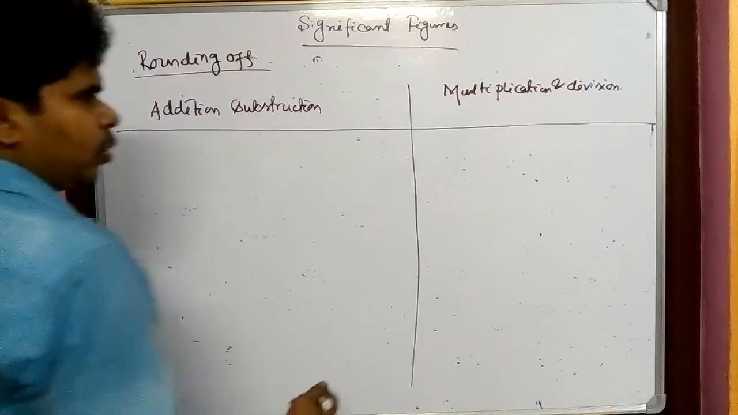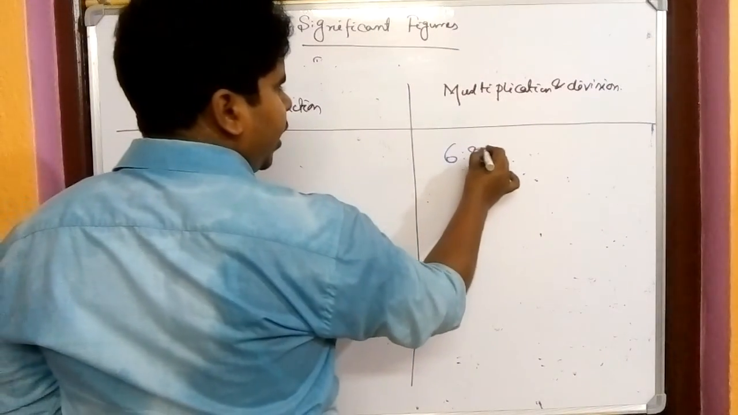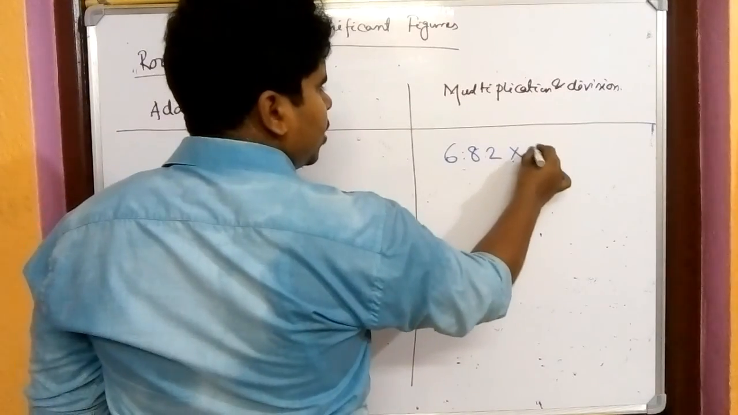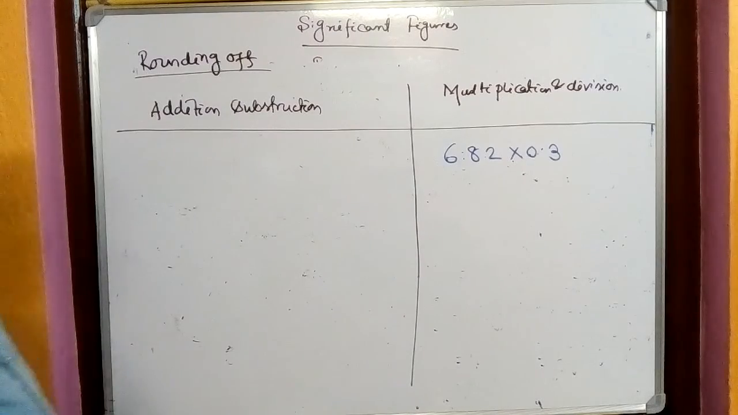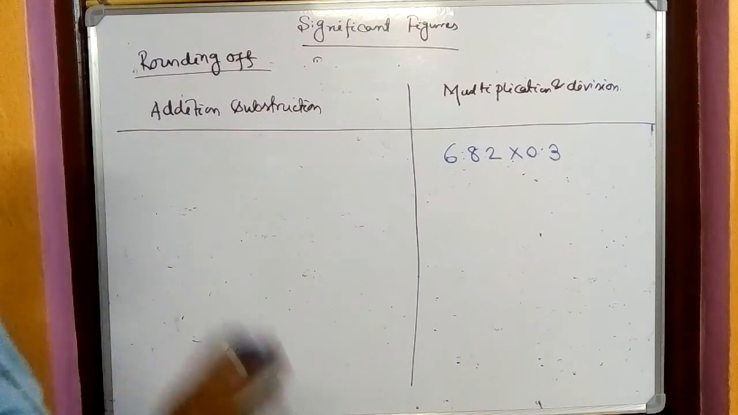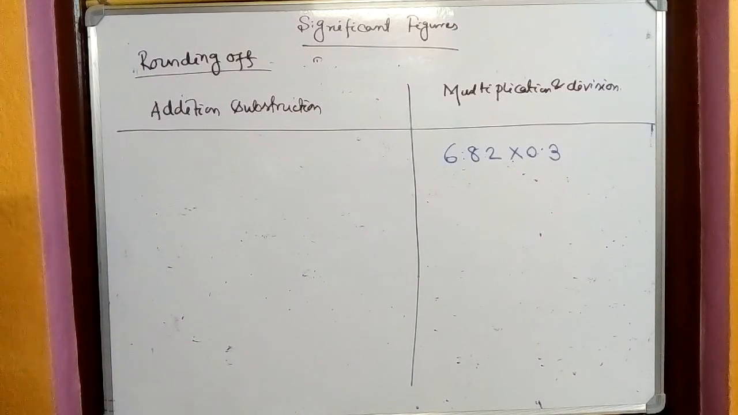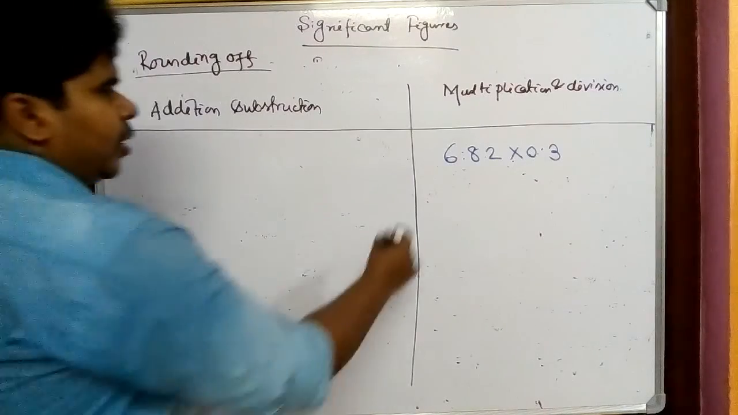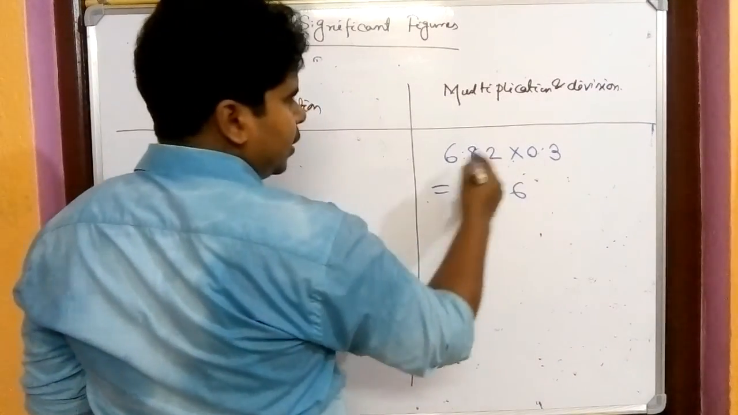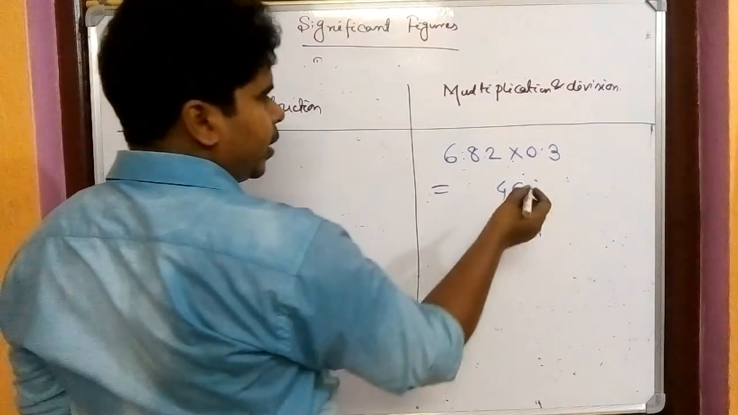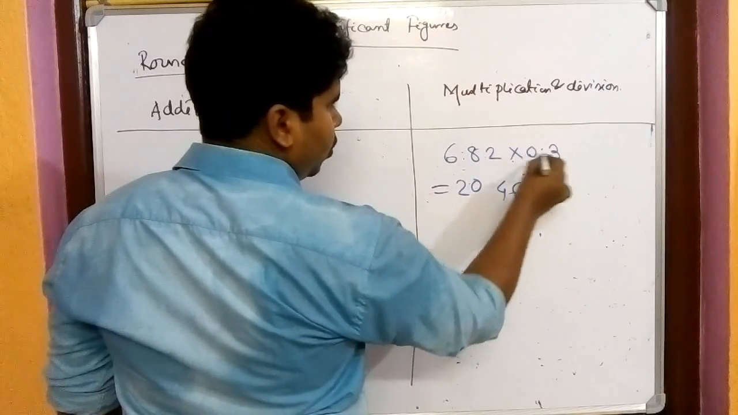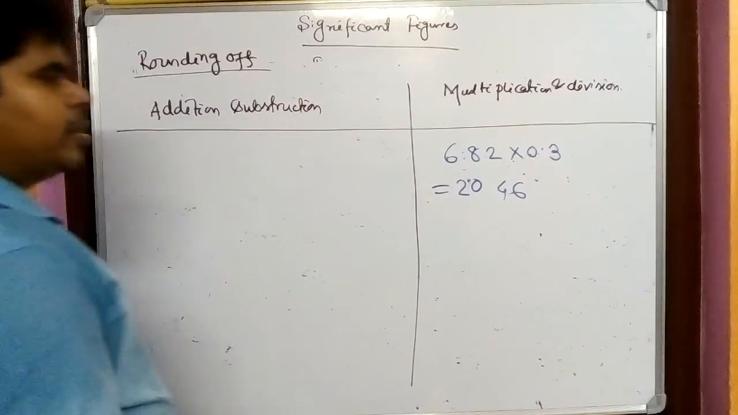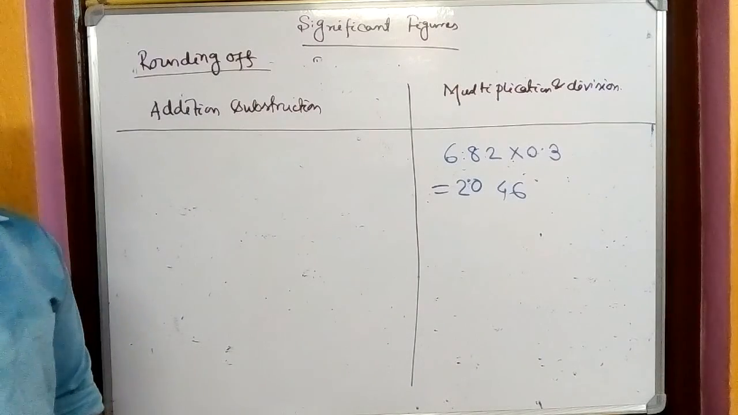Multiplication or division. So one multiplication I have given, 6.82 into 0.3. Simple multiplication. You might say, sir, this type of simple multiplication we have done from class 5. Do it. 3 2s are 6, 3 8s are 24, 4 2 is in my hand, 6 3s are 18 plus 2, 20. So 0.12 and 3, 2.046. This is the answer.